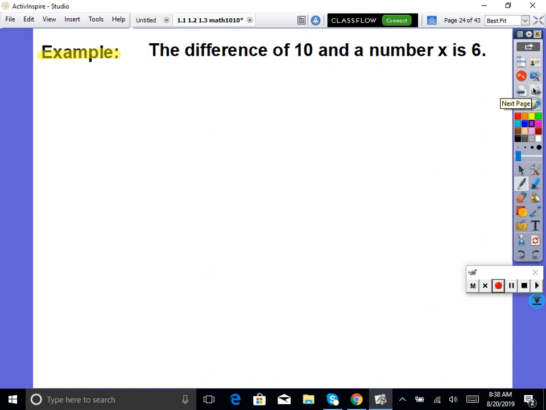The first thing I would do is work a little bit backwards. "Is 6" does not mean equals 6. Everybody see, "is 6" would be equals 6. So it says the difference. The difference is a subtraction sign, is it not? The difference of 10, so doesn't 10 go first? The difference of 10 and some number, do we know the number? x is 6. You guys see how I set up the true statement?